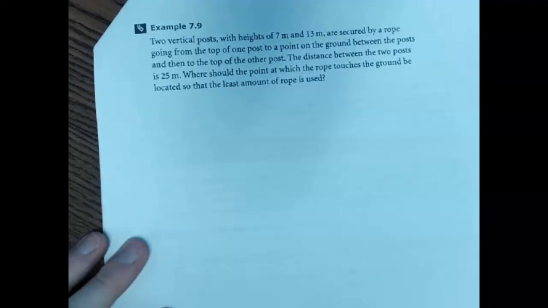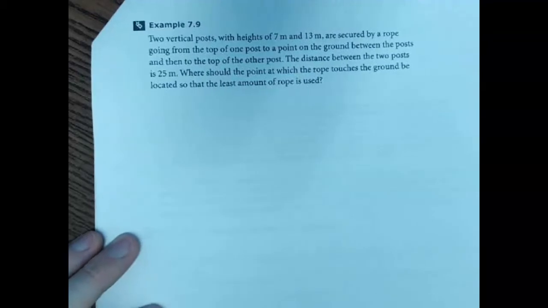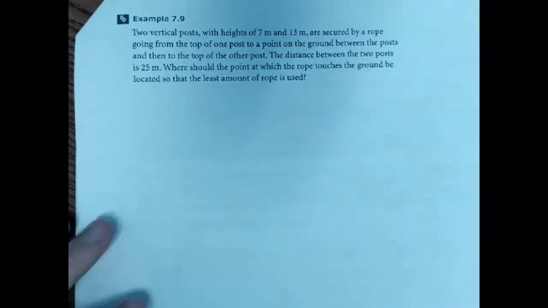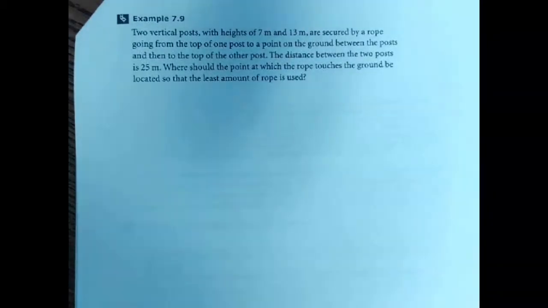And this one's long. It's going to take up most of the page. Write small. 2 vertical posts with height 7 meters and 13 meters are secured by a rope going from the top of one post to a point on the ground between the posts and then to the top of the other post. The distance between the 2 posts is 25 meters. Where should the point at which the rope touches the ground be located so that the least amount of rope is used?